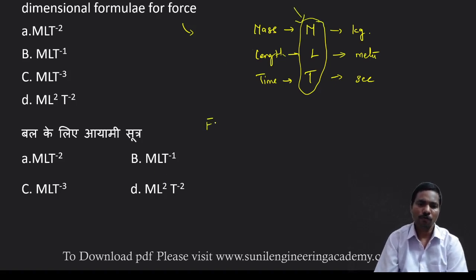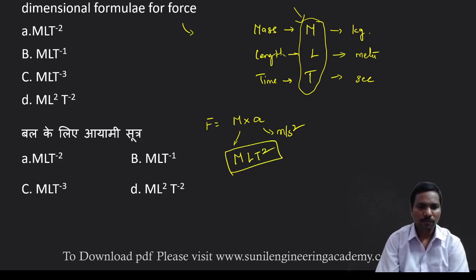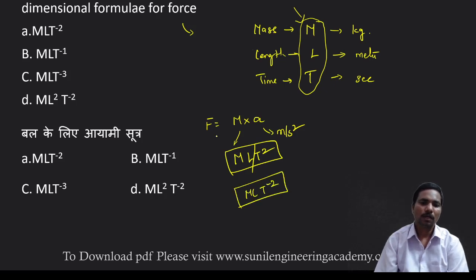Force is mass into acceleration. Mass we denote with M, acceleration units are meter per second square. Meter we denote with L, second square with T square. So force is M L by T square, that is M L T power minus 2, the force dimensional formula. So the answer is option A.